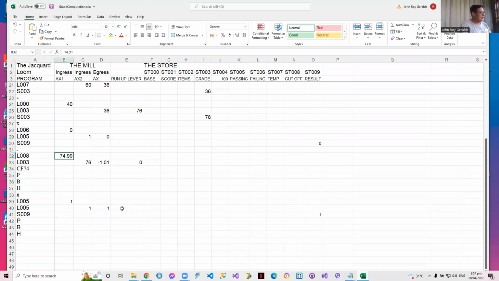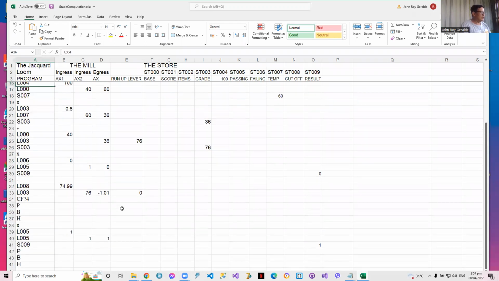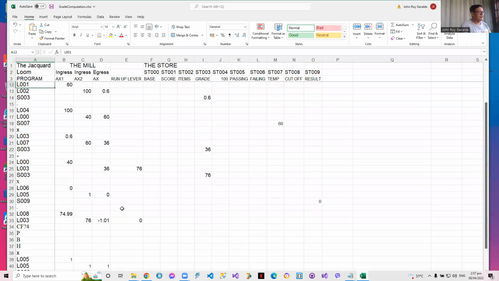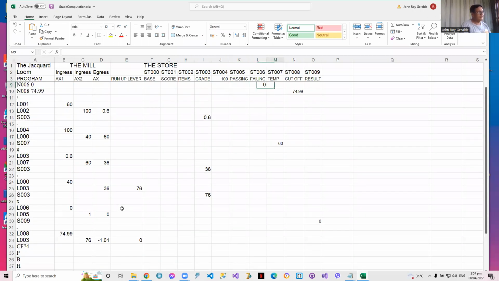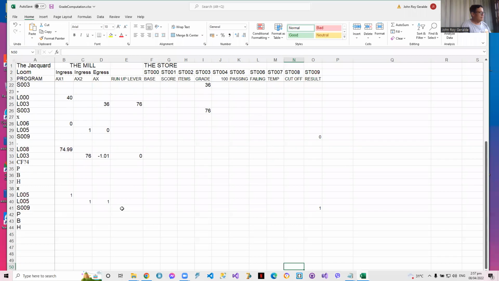greater than 74.99. We do that by deducting L008. It's here in 008. 008 is our cutoff grade. We deduct 008 from the raw score. If it's negative, maybe you will use CF3. It's okay, because 1, 2, 3 if you start here, but my convention is okay for the moment.